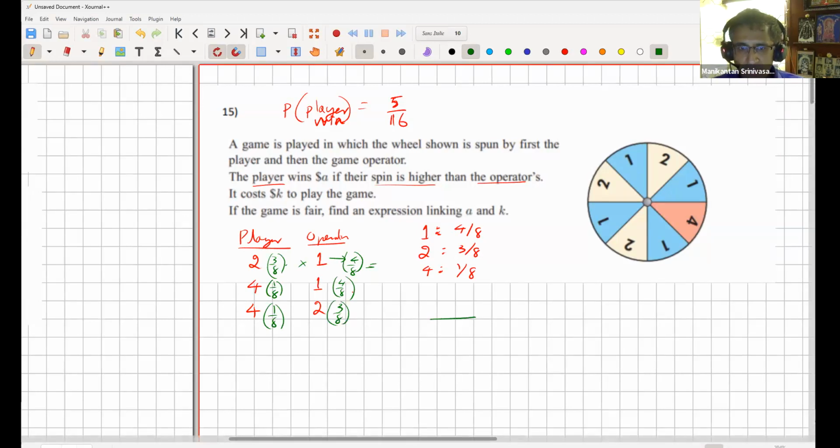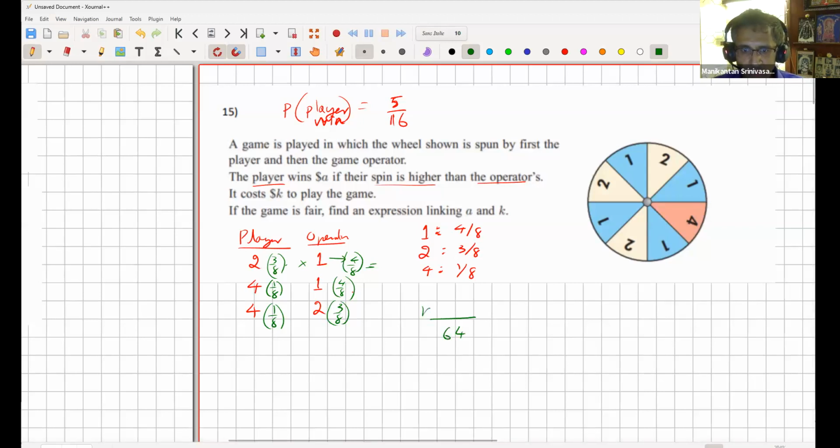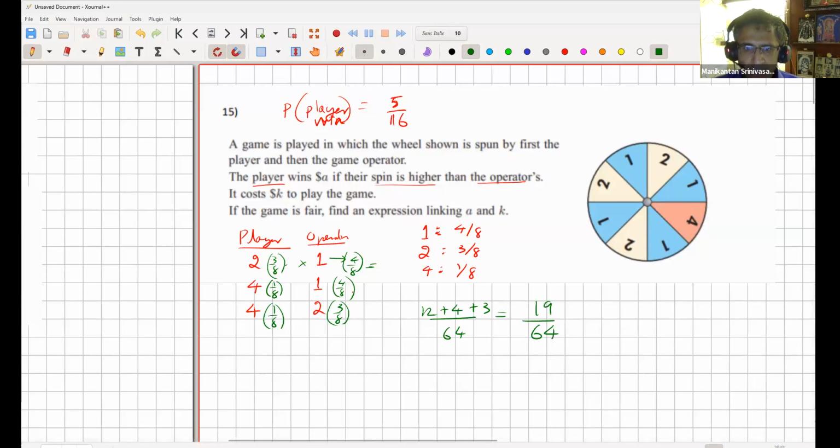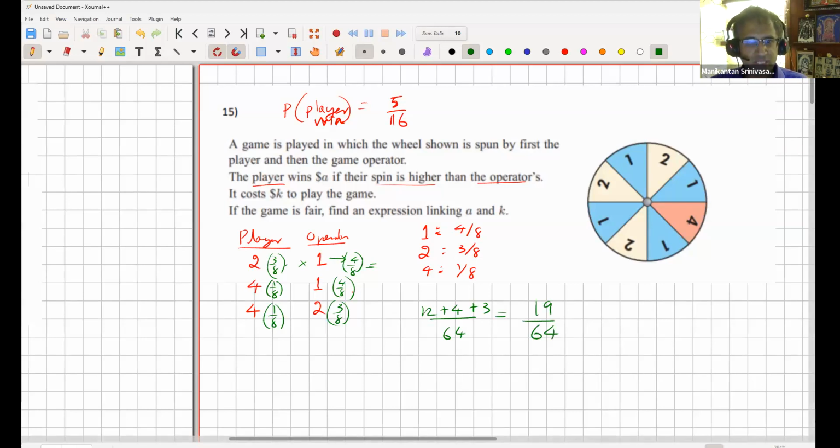So it's 64 in the denominator. 3 into 4 is 12, plus 1 into 4 is 4, plus 1 into 3 is 3. If I'm making some silly mistake, please spot me, guys. Stop me right away. 19/64 is the probability that the player wins. Correct? The player wins only if he is strictly greater than the operator, because that's what the question says: spin is higher than the operator.